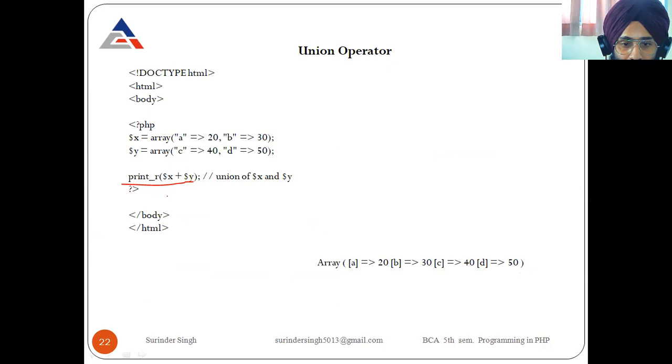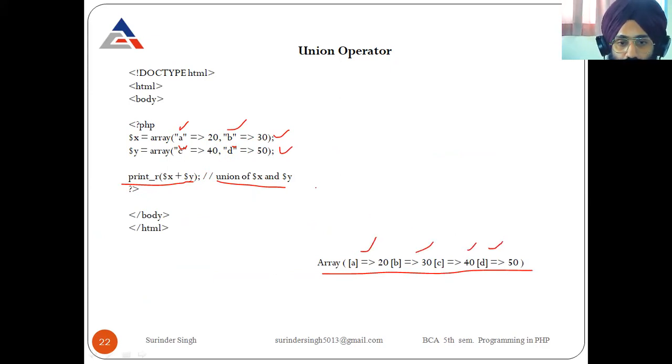Here we are using the print_r function. In the function class, we have learned about this function. It will print the contents of the variable. Clear? First we have this array x, and second we have array y. There are different keys and values. We have performed the union on x and y, and it will return this array: a, b, c, d. It combines the arrays. It performs the union operation on both arrays. Clear?